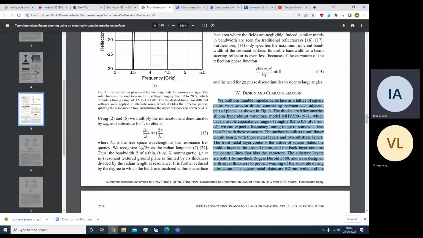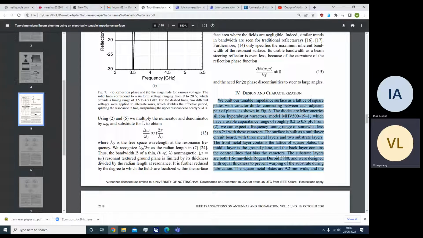Should I go to equation two? Okay, one second. That is basically omega naught equal to 1 by root LC. From equation two, we can expect a frequency tuning range somewhat less than 2:1 with these varactors, so we can substitute the C value and find the frequency range. The surface is built as a multi-layer circuit board with three metal layers and two substrate layers. So on the bottom there is a metal layer, and in between the substrates there is a metal layer, and we have a post for control.